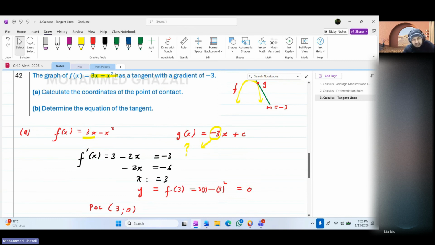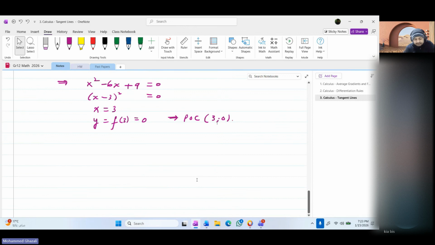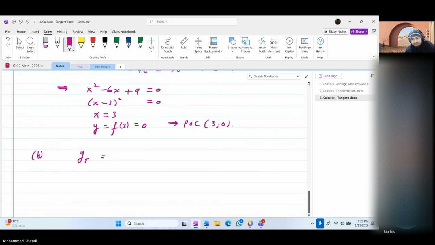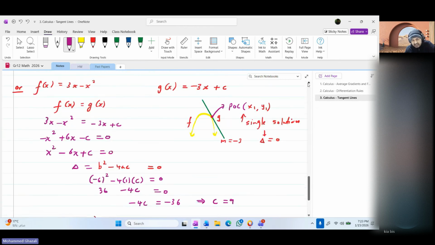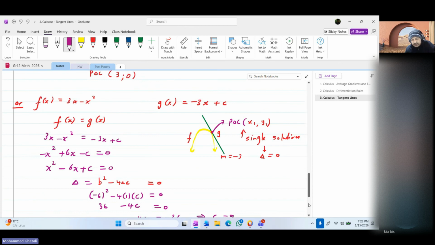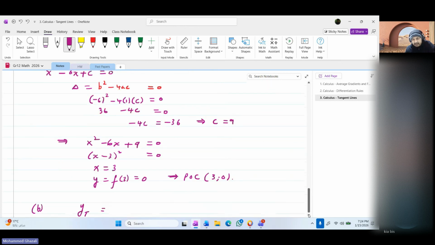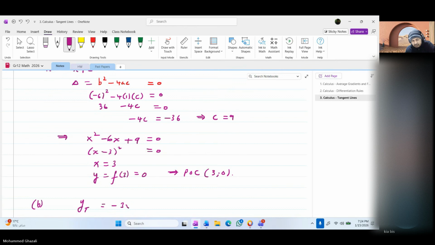Determine the equation of the tangent, part B. Now, if you use your knowledge of discriminant and nature of roots, you can say the equation of the tangent is y equals, remember the value of c is 9, and what was the equation set up? Minus 3x plus c. So minus 3x plus 9, right? That's the equation of the tangent line.